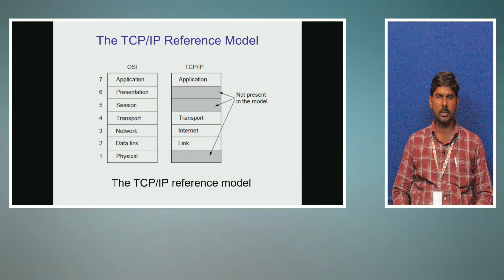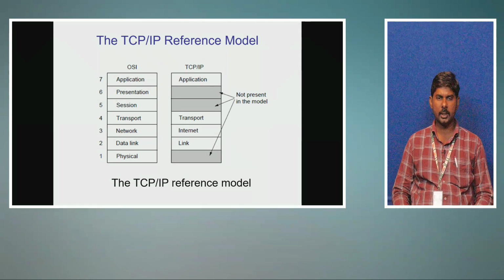In the last classes we have covered OSI, which has 7 layers: physical layer, data link layer, network layer, transport layer, session layer, presentation layer and application layer. So a total of 7 layers. But in TCP/IP only 4 layers are there. The remaining 3 layers are not present in the model. The diagram will show you.